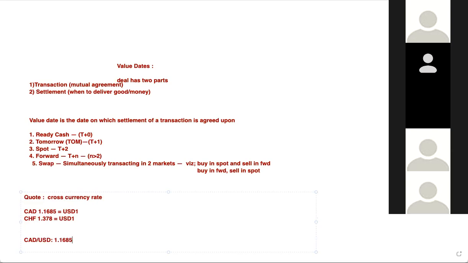1.1685. Anu, pay attention here. Okay. CHF. Yes, ma'am. Number of CHF per USD. The logic is like this. Some books write it the other way also. No hard and fast rules. Okay. It is going to be 1.3780. Are you following?